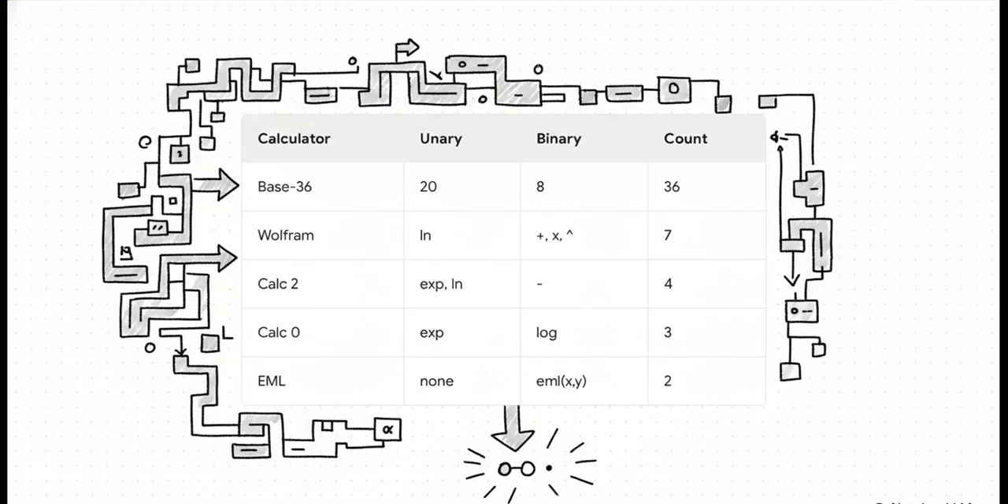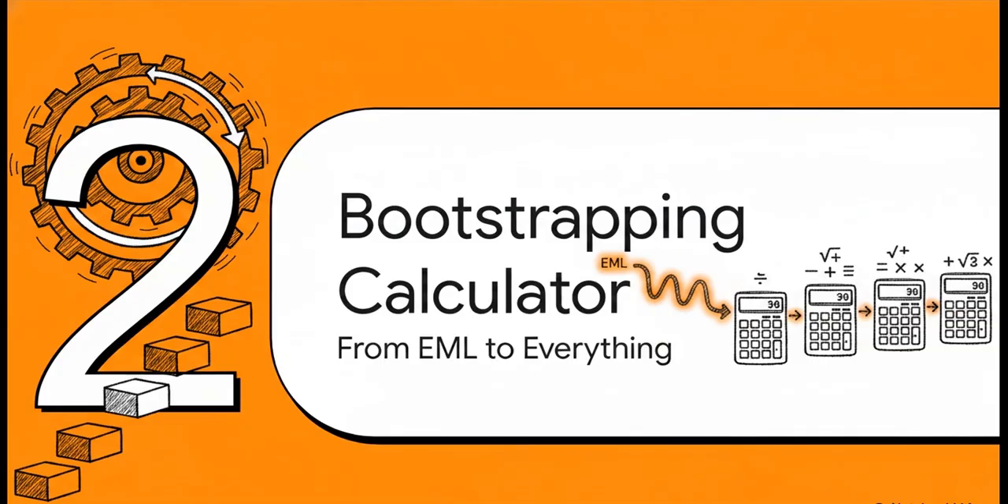For all the architects tuning in, those of you who are completely tired of bloated code bases and want lean, sovereign systems, take a look at the progressive reduction of our mathematical base here. You've got the traditional base 36 at the top. Even the highly optimized Wolfram engine requires 7 primitives. But as you follow the ablation down to Calc 0, we drop to just 3. And then finally, the EML breakthrough at the bottom. 0 unary functions, just 1 binary function. A total count of literally 2, the EML operator and the constant 1. Wild, right?